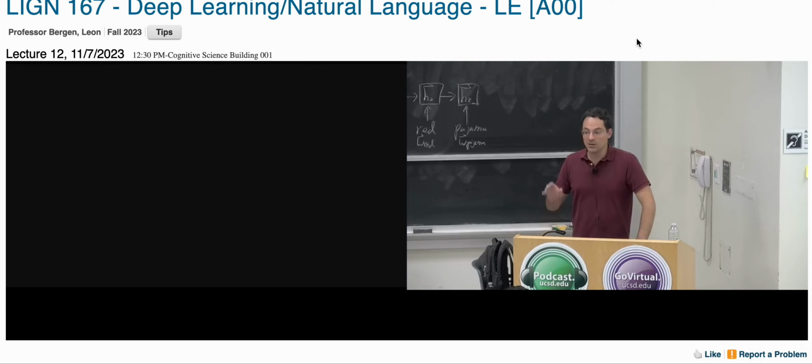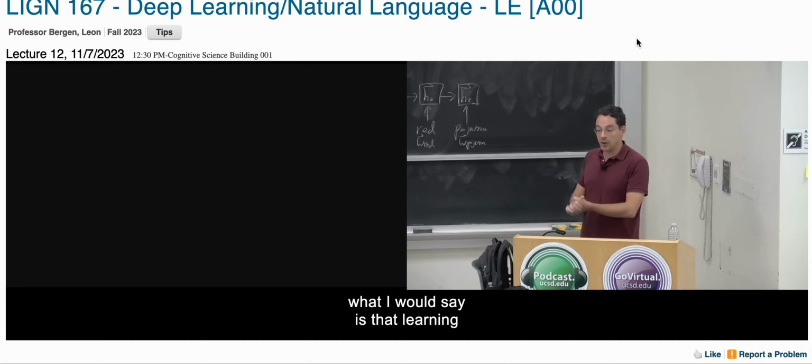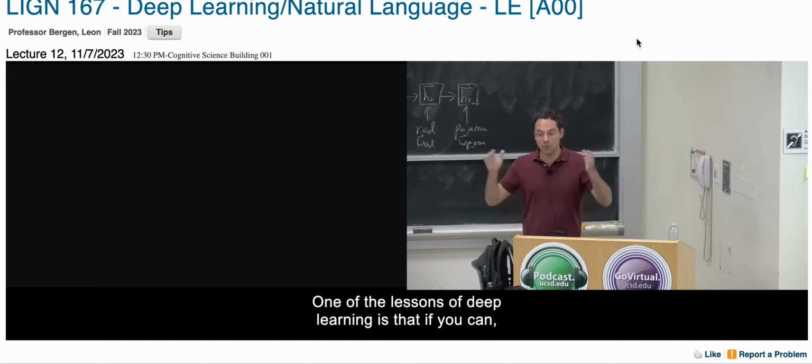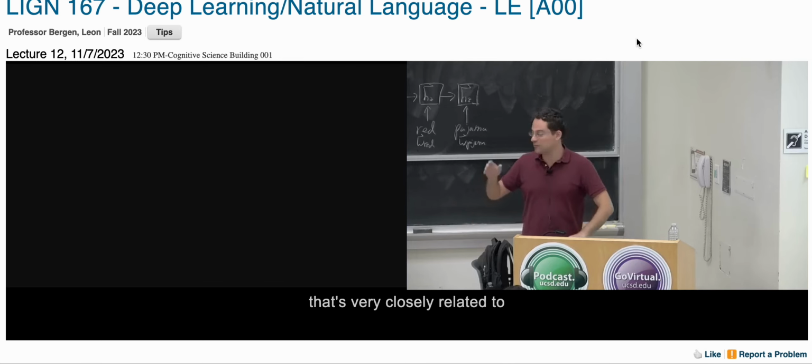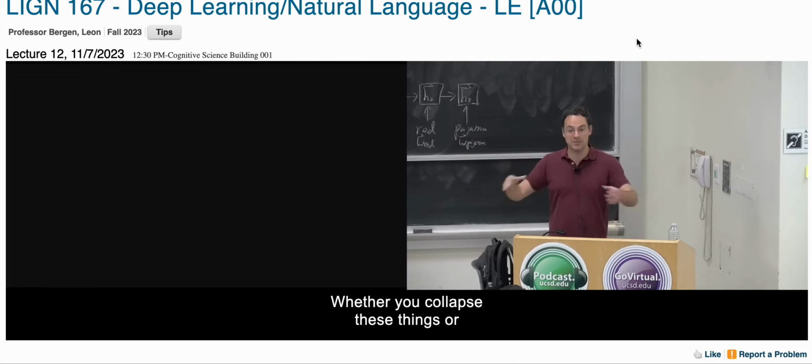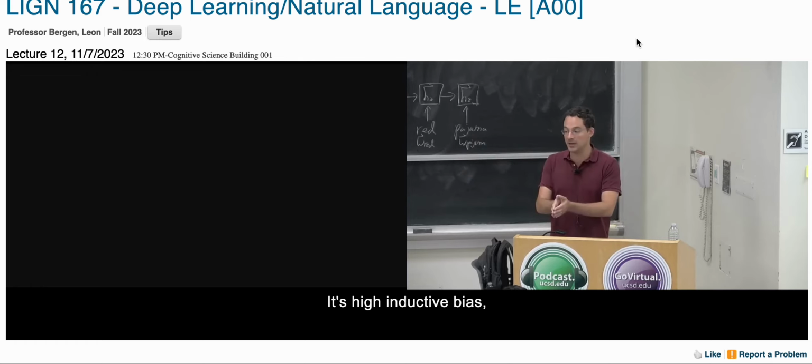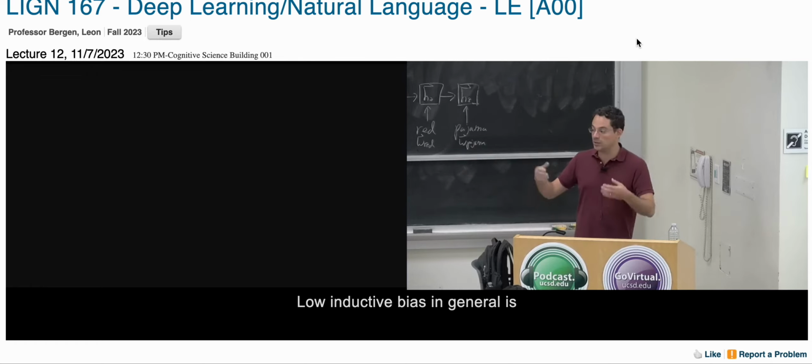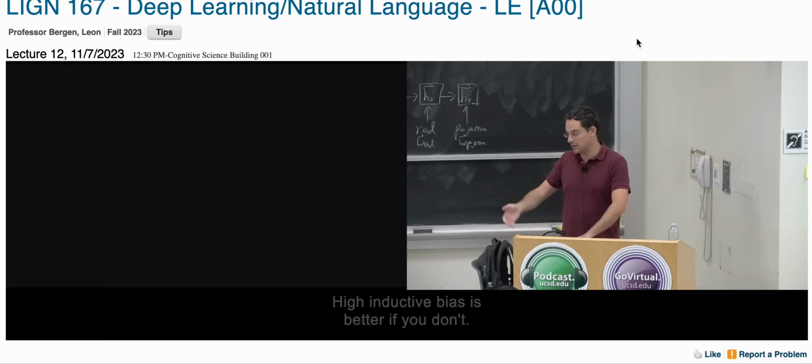So what I would say is that learning things twice is not a problem if you have enough data. One of the lessons of deep learning is that you should, if you can, just learn everything. And that's very closely related to the issue of inductive bias. Whether you collapse these things or not is a form of inductive bias. It's high inductive bias if you do collapse, low inductive bias if you don't. Low inductive bias in general is better when you have huge amounts of data. High inductive bias is better if you don't.